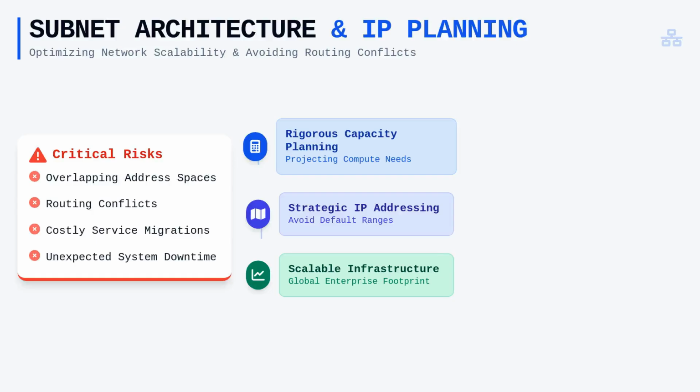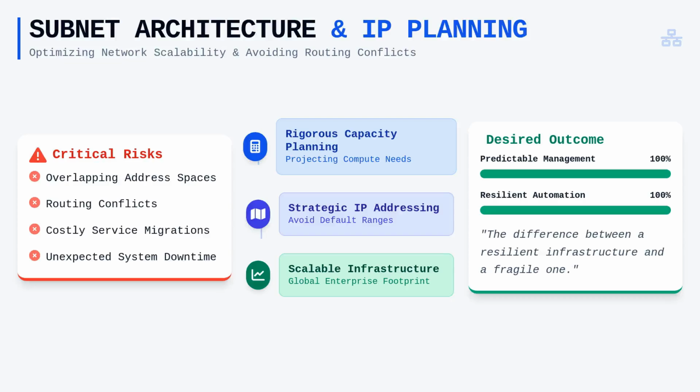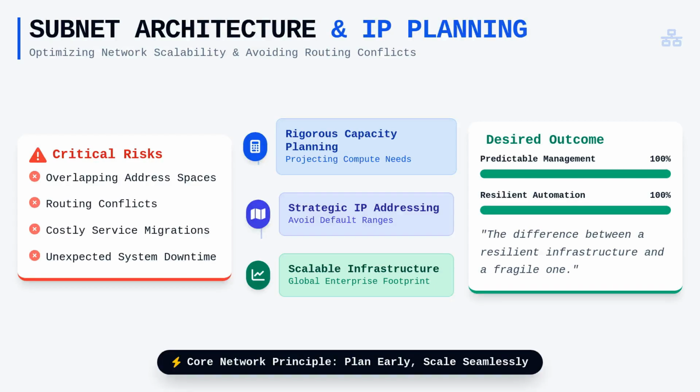If you fail to manage these constraints early, you may find yourself readdressing entire VPCs, which is an operation that almost always involves significant downtime or complex service migrations. Maintaining an accurate inventory of assigned blocks across all your interconnected environments ensures that your network remains predictably managed as you scale from a single development environment to a global enterprise footprint. This consistency is the difference between a resilient, automated infrastructure and a fragile one that requires manual, error-prone interventions.